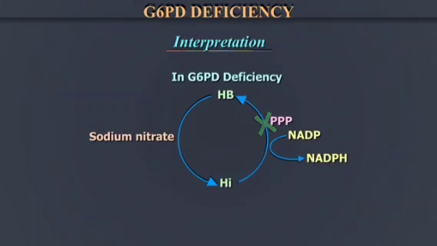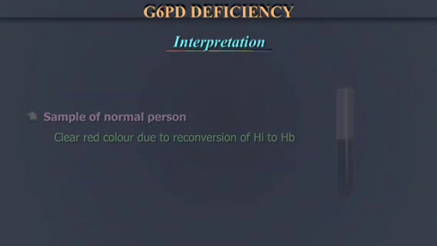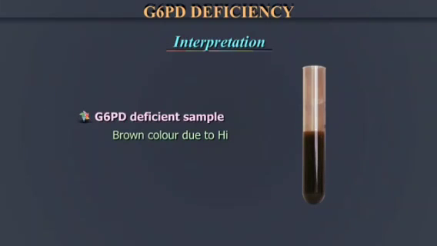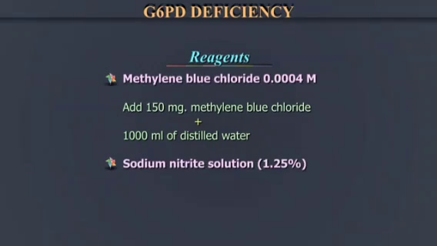Interpretation. In G6PD deficient patients, the block in the PPP pathway prevents reduction of methemoglobin back to hemoglobin. The sample of a normal person gives a clear red color, while the G6PD deficient sample has a brown color due to the persistence of methemoglobin. Reagents. 1. Methylene blue chloride, 0.0004 molar. Add 150 mg methylene blue chloride in 1000 ml of distilled water. 2. Sodium nitrite solution.